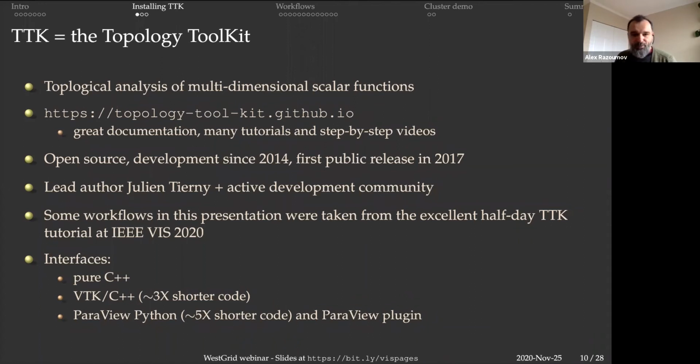If you use TTK with C++ and VTK, which stands for Visualization Toolkit Library, a very common library for multidimensional computer graphics, then your code is going to be roughly 3 times shorter than pure C++ code. There's also Paraview Python code, which produces even more compact code. So you don't have to use TTK from pure C++, which is great. And there's also a Paraview plugin. Today I'm going to concentrate only on the Paraview plugin, so all workflows I'm going to show you will be inside Paraview.